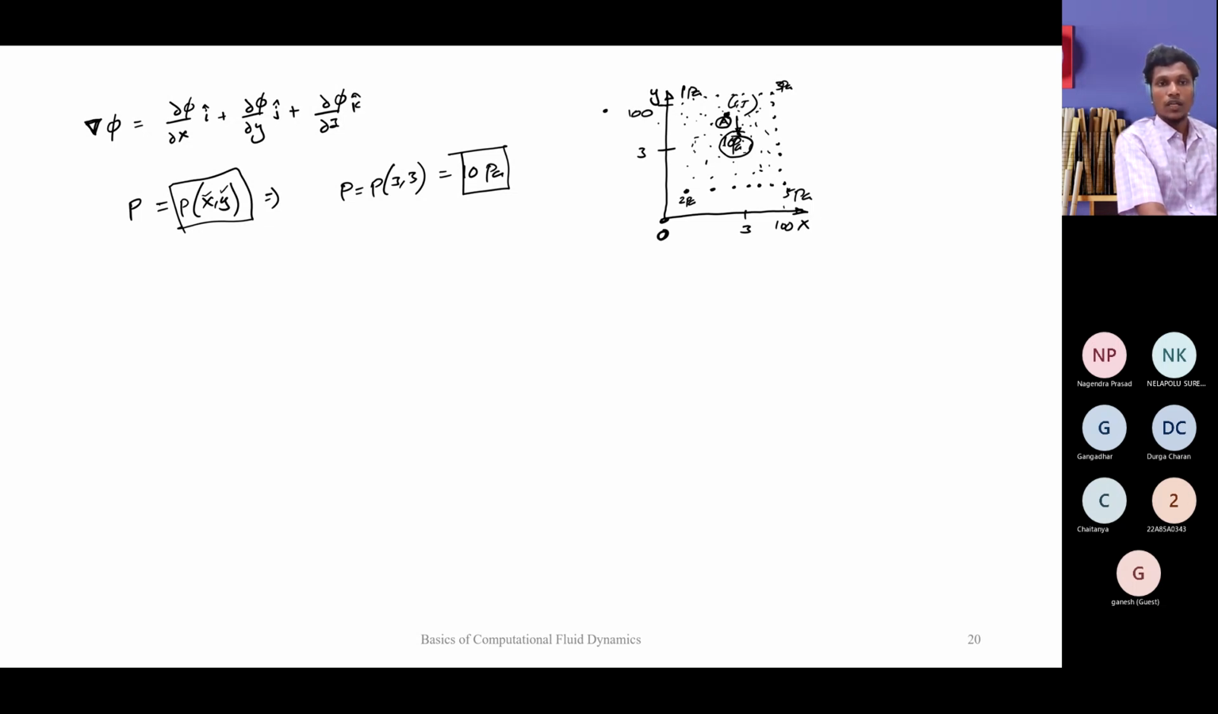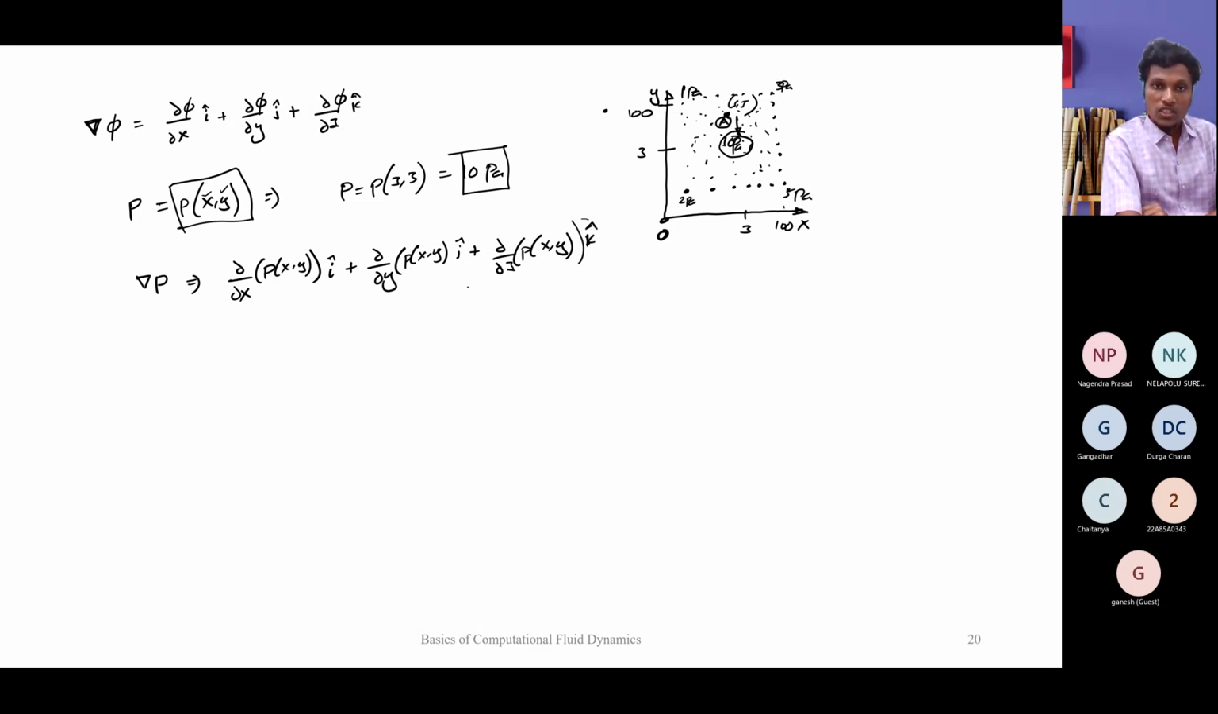Just by looking at the values you can identify it, or mathematically, you just need to find its gradient. That is what the gradient helps you with. If I do del P, this is my pressure, I just need the partial derivative of P with respect to x, and put it as i cap. In the same way, partial derivative with respect to y and put it as j cap, and with respect to z and put it as k cap.